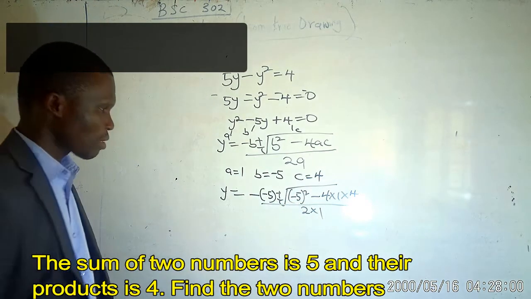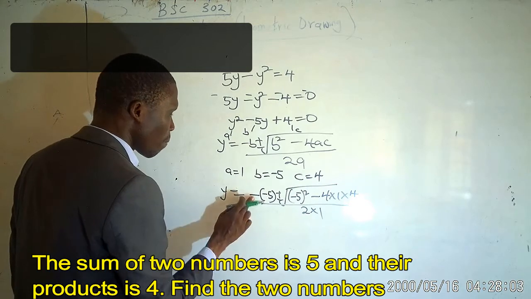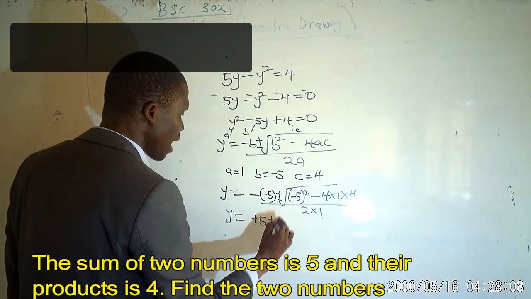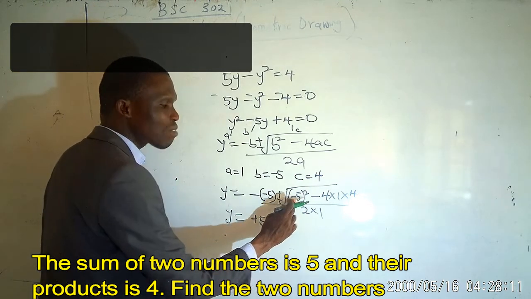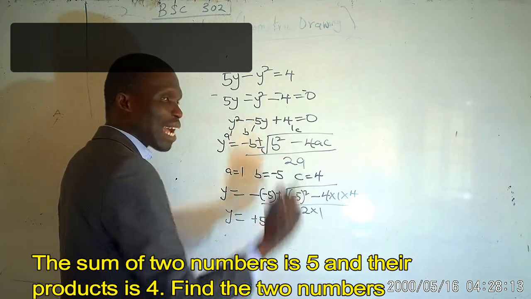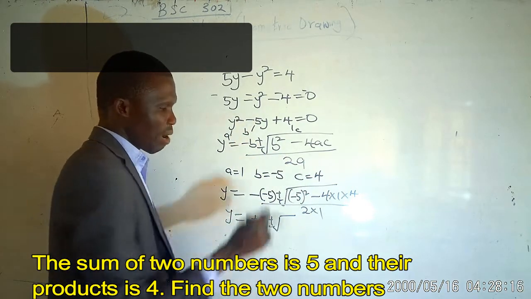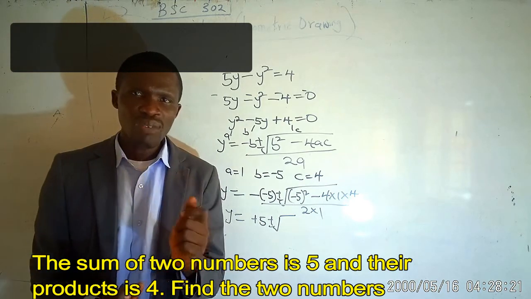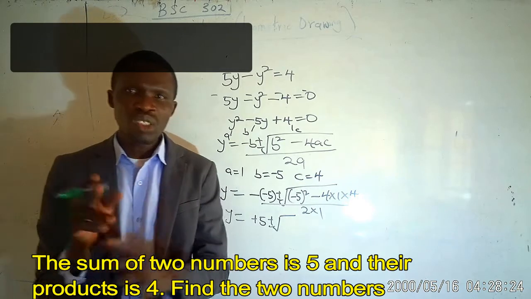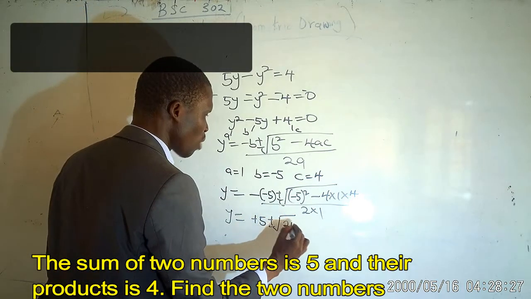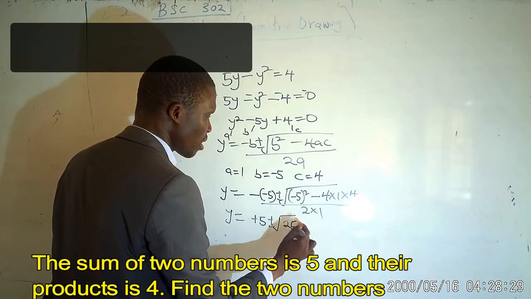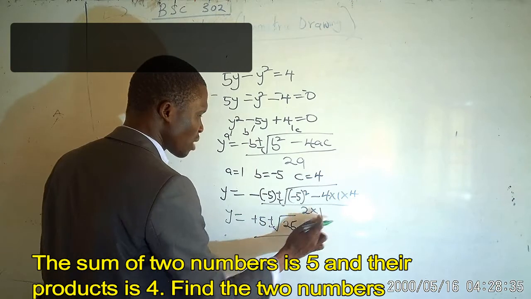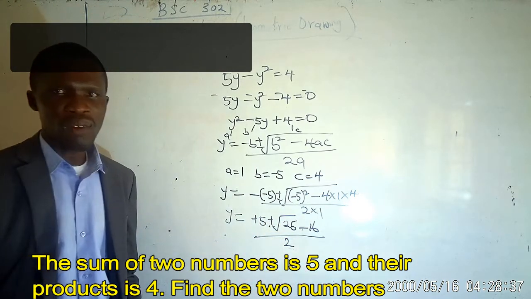I believe you understand this. So y will give us minus times minus will give us what? Plus 5. Plus or minus root. Minus 5 squared means minus 5 times minus 5. You need to understand that. Minus 5 times minus 5 is just like you are saying 5 times 5 will give us 25. Minus times minus will give us plus. So this will give us what? 25 plus, minus 4 times 4 will give us 16. Divided by 2 times 1, which is 2. I hope you are following me, right?